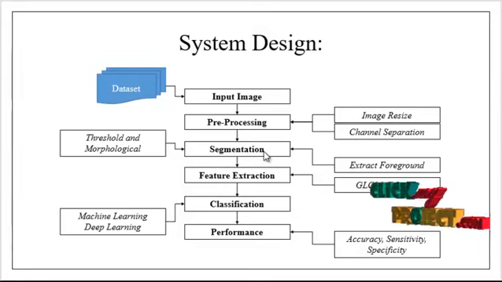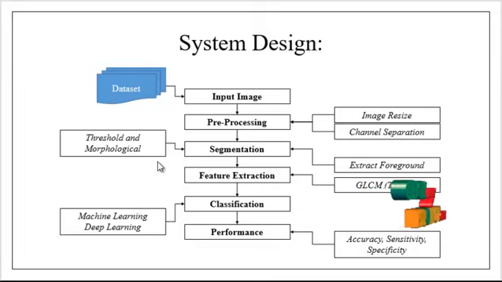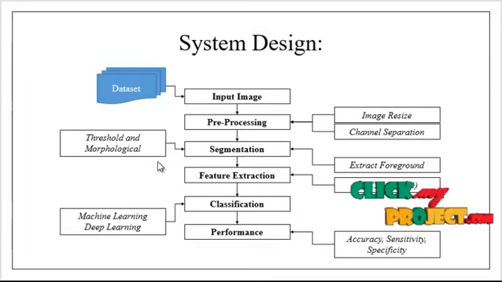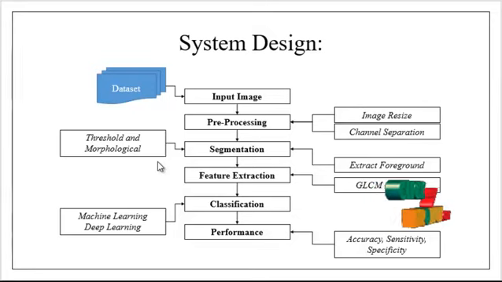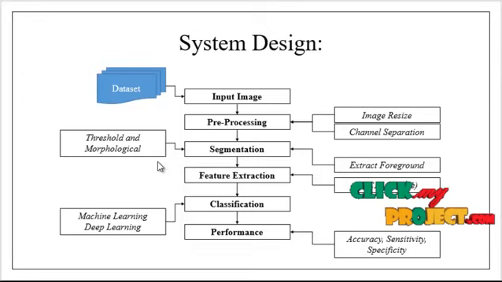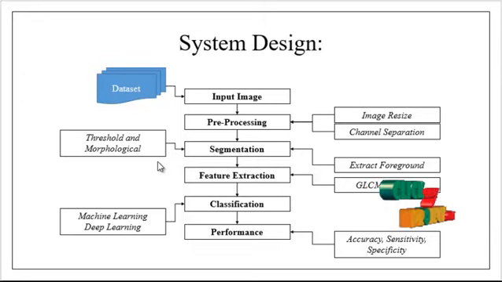After the channel separation, we move to the third stage, segmentation, by means of thresholding and morphological operations. This method is applied to extract the region of interest from the image, which means the foreground and background. The foreground is the region of interest, and the background is the unwanted region. We have to segregate these two things separately.